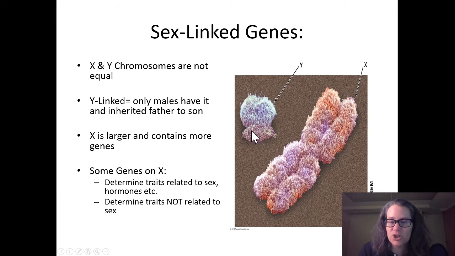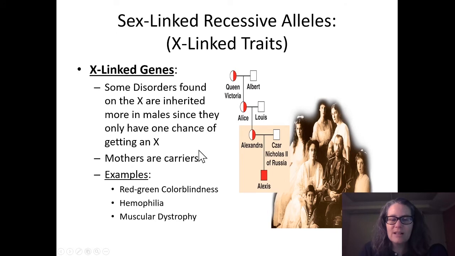Y is quite short. Y will only be inherited by males, so this contains things that only males genetically would get. X is quite a bit longer, and X contains some things that have to do with primary and secondary sexual characteristics, and then some things that don't, that both males and females need, things like muscle development, things like color vision, and things of this nature. So how do sex-linked traits work? Well, if you have a Y-linked trait, you're always going to inherit that as a male, and that will be passed from fathers to sons.